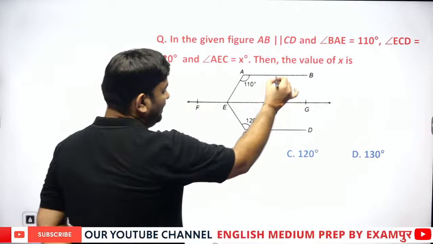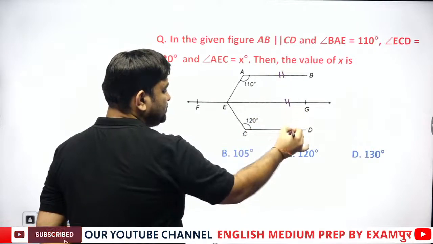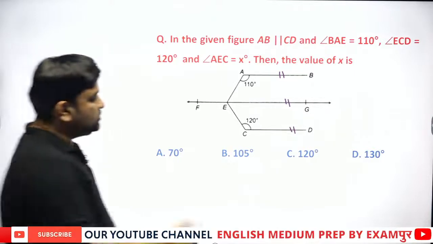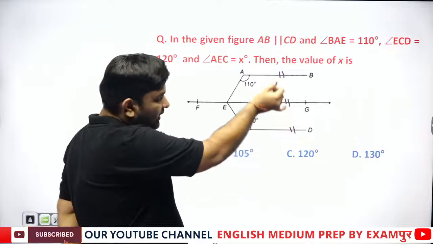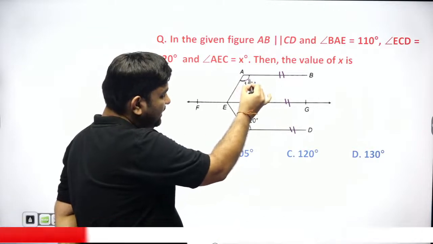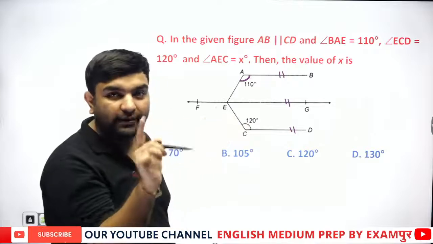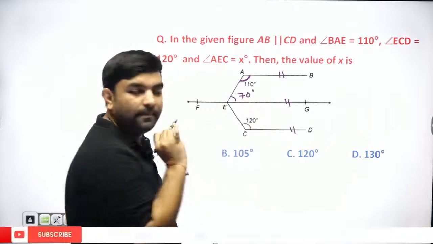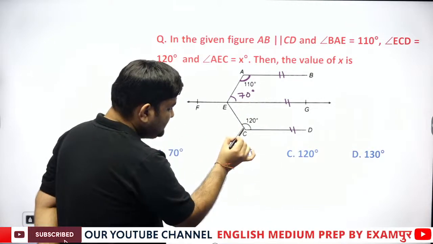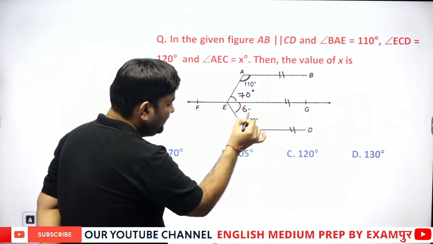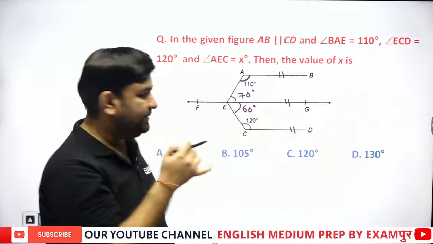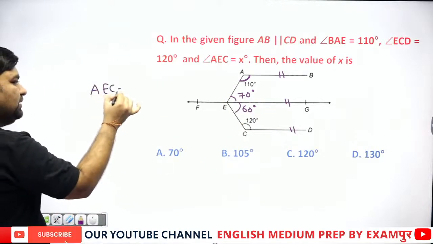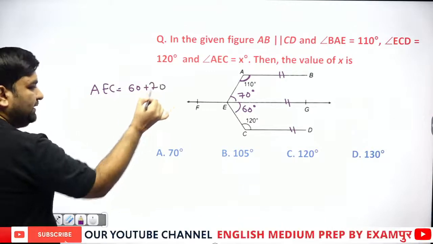Now this is a line parallel to these two lines. So if two lines are parallel, then the adjacent angle pair: 110, so this is 70 to make it 180. If this is 120, then this is 60 to make it 180. So what is angle AEC? Angle AEC is 60 plus 70, that is 130.